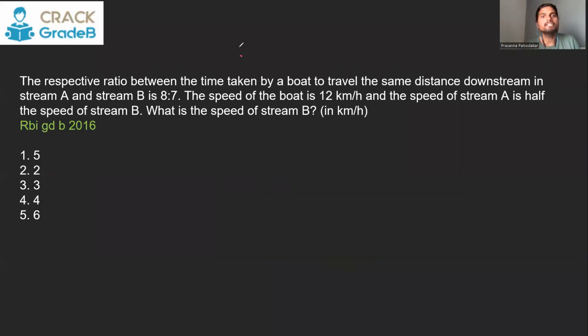The respective ratio between the time taken by a boat to travel the same distance downstream in stream A and stream B, sorry, this time this is different, is 8:7. Speed of the boat is 12 km per hour and speed of stream A is half the speed of stream B. So if I say speed of stream A is X, then speed of stream B is going to be 2X. And speed of the boat is already given, 12.